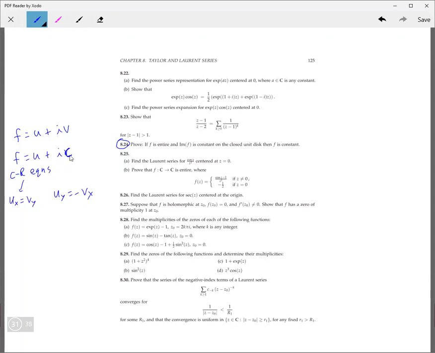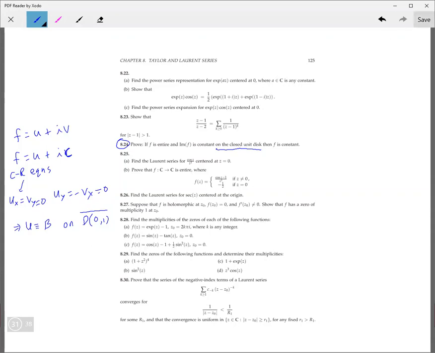But v is just a constant, so these are going to be 0, right? So u_x and u_y are also 0, and u is also constant too. We'll call it b. But that's only on the closed unit disk. This is the closed unit disk, okay?